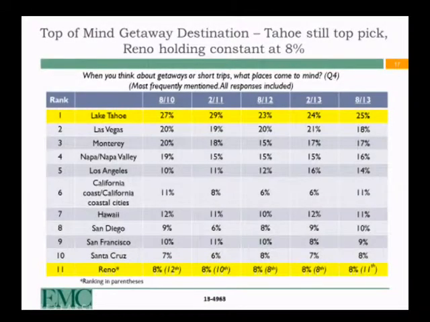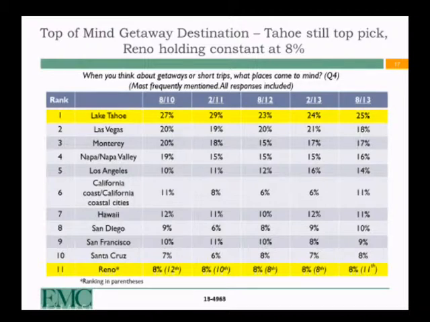The top of mind getaway: when you think about getaways or short trips, what places come to mind? Lake Tahoe still comes out number 1, 25% mentioning Lake Tahoe. Vegas is number 2, has been consistent. Monterey, Napa, LA, the coastal cities.